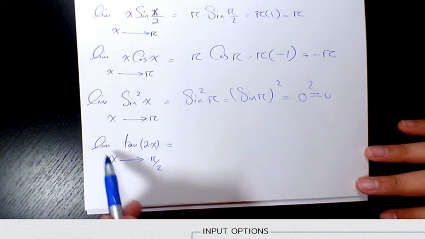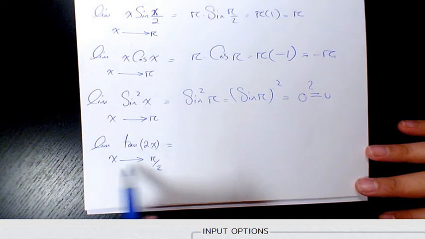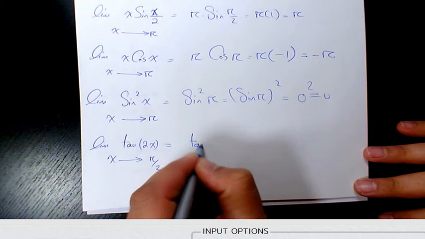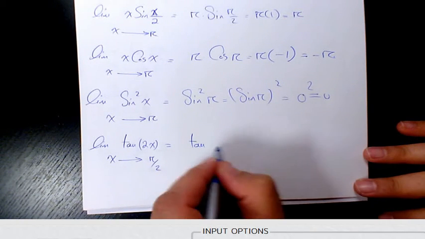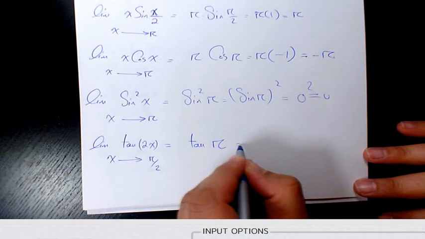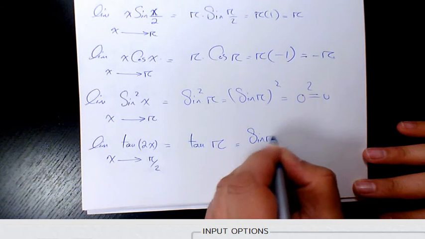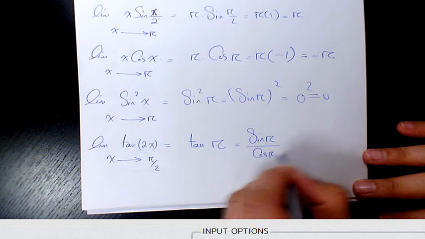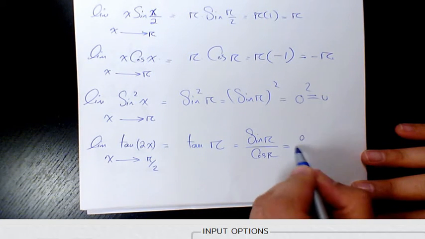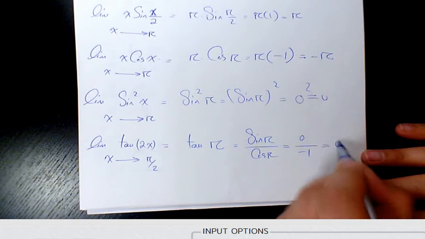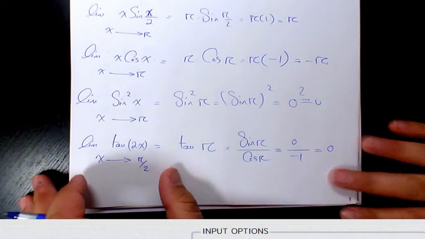Next one is the limit of tan 2x when x approaches pi over 2. It is going to be tan of 2 times pi over 2, which is pi. So tan of pi is basically sine pi over cosine pi. Sine pi is 0, cosine pi is negative 1. So the answer is going to be 0.